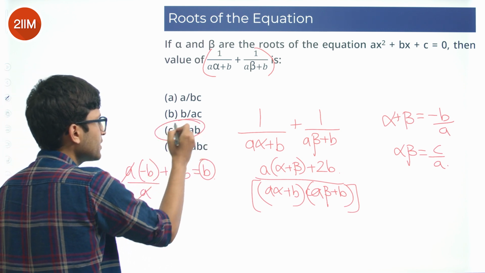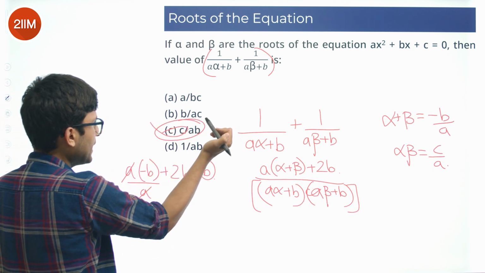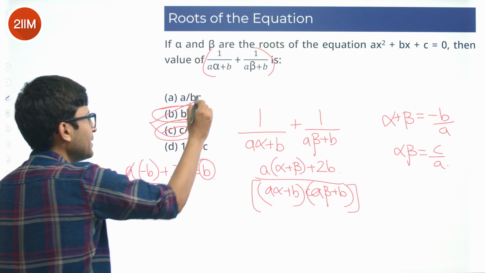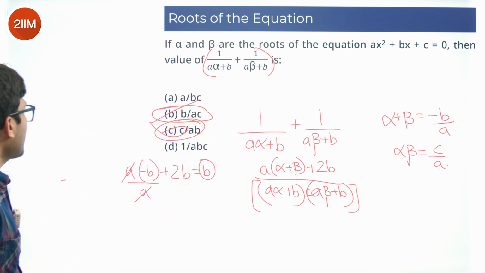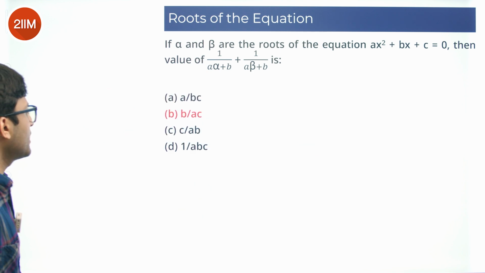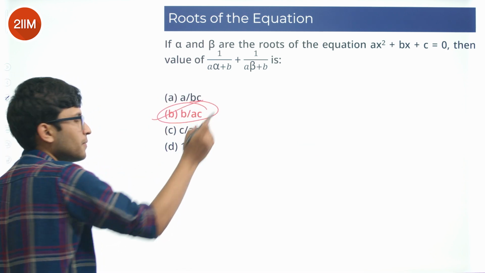So the option which satisfies, sorry, b by ac, yeah, this B option is my answer, and so b by ac would be my answer. Let's check. Yeah, b by ac would be my answer.